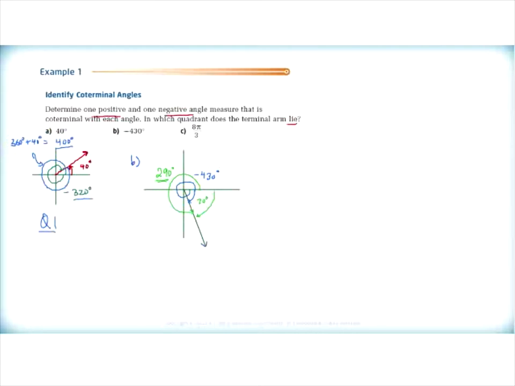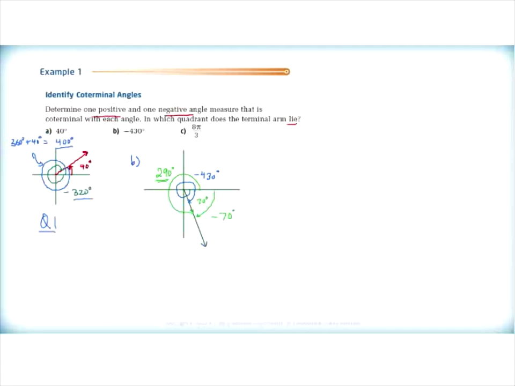The negative angle of rotation is actually negative 70 degrees. It's equal to the reference angle, negative 70. We rotate in the negative direction until we hit the terminal arm, negative 70. We rotate in the positive direction until we hit the terminal arm, positive 290.